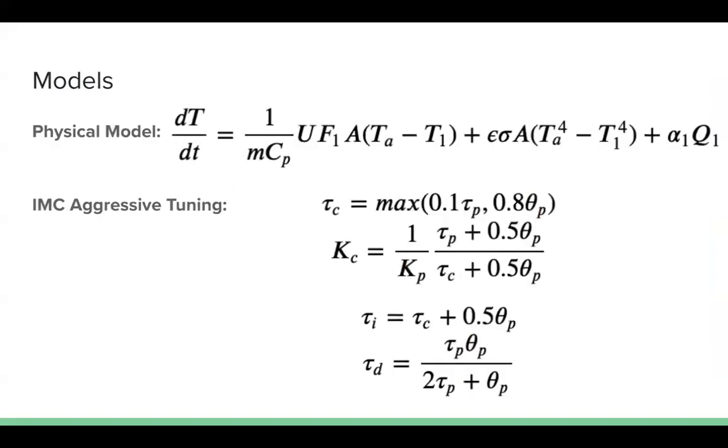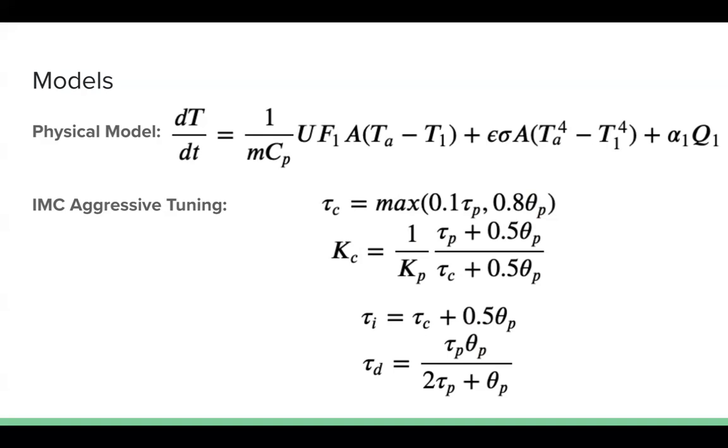So the theory behind our models, we used an energy balance. As you can see, we have both convection and radiative heat transfer occurring within our system, as well as the heater providing energy as the last term in our physical model. And so to tune our controller and our model, we use the aggressive tuning, the IMC aggressive tuning.